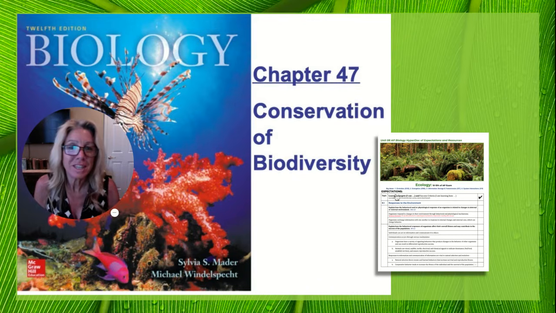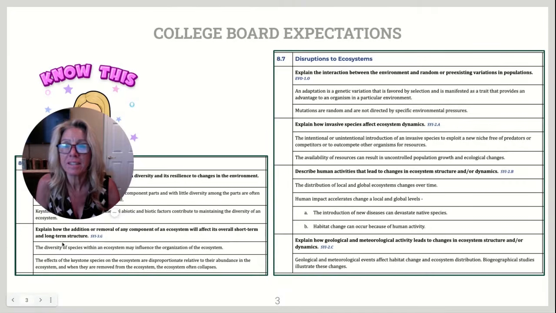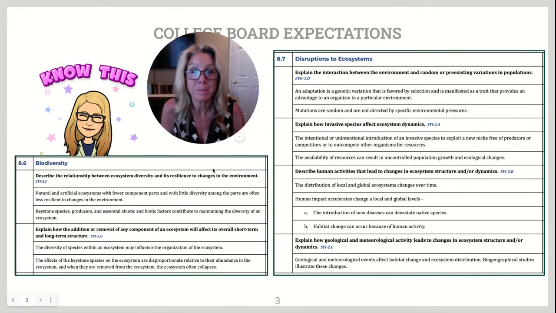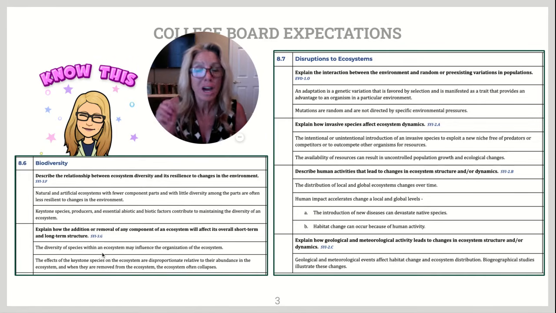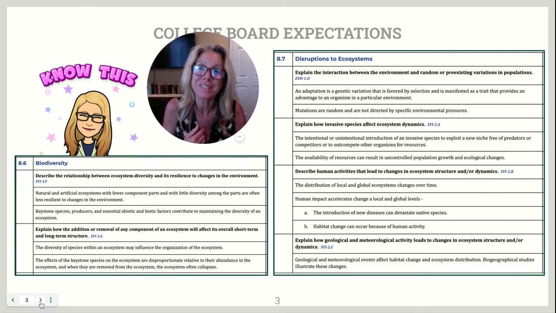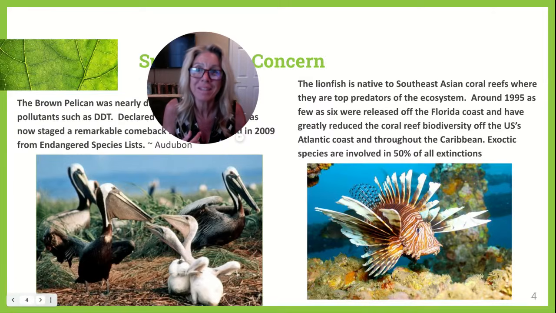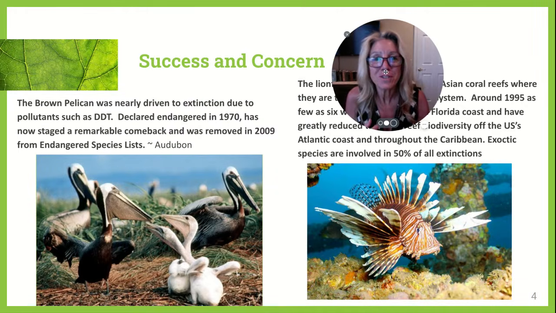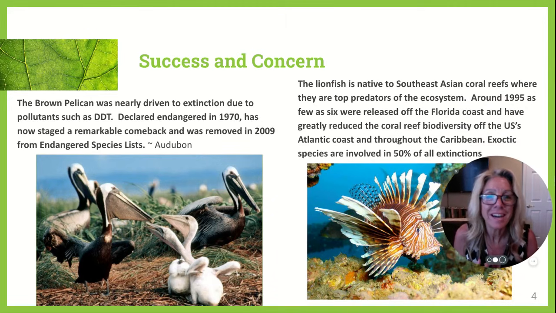Conservation of biodiversity. This is part of our final unit on ecology. And this is a link you can use, and it has the College Board expectations. This particular chapter is linked to 8.6 biodiversity and 8.7 disruptions to the ecosystems. I encourage you to pause and take a quick read through of these so you know what's expected of you when you take your AP exam. So first of all, let's talk a little bit as an introduction on success and concern.